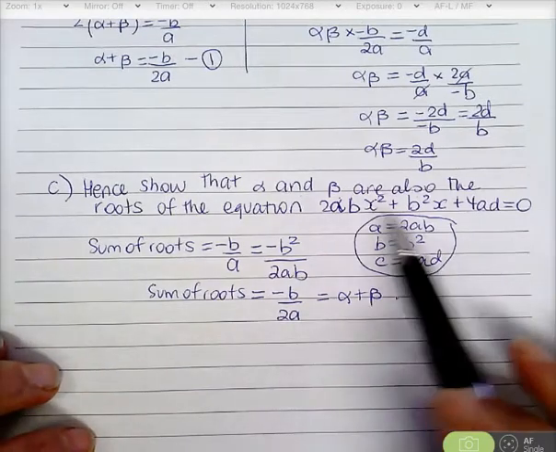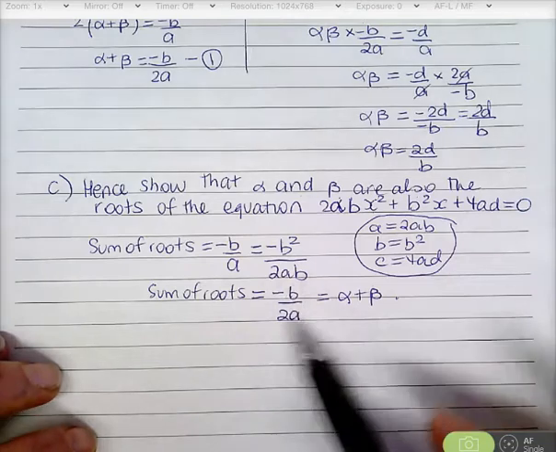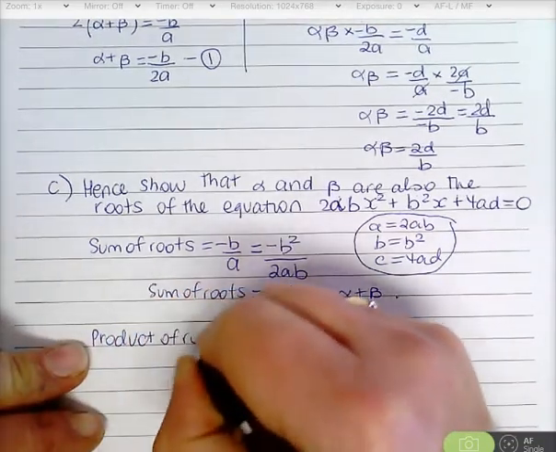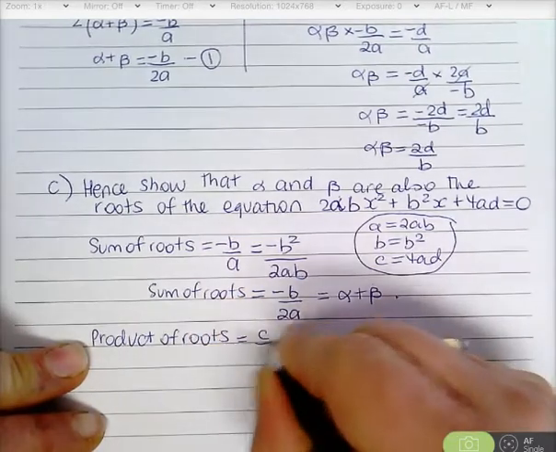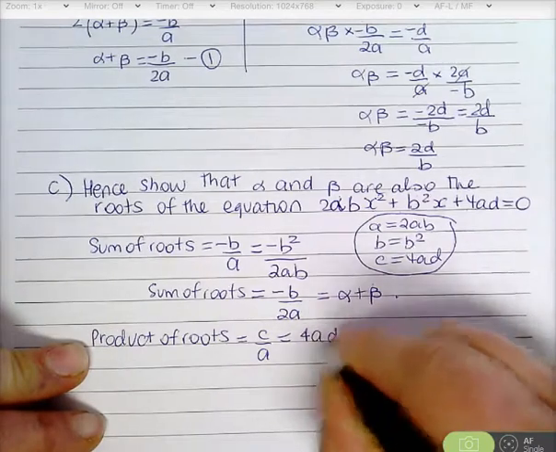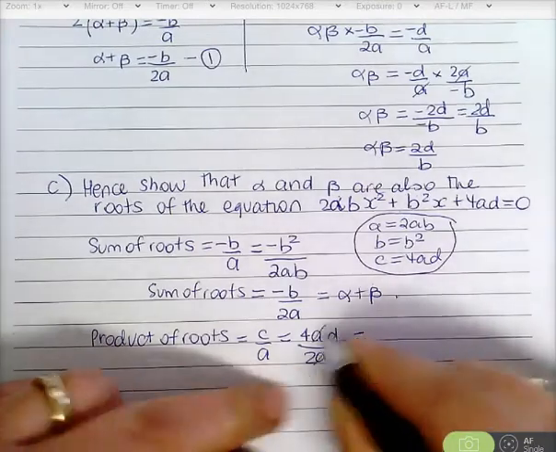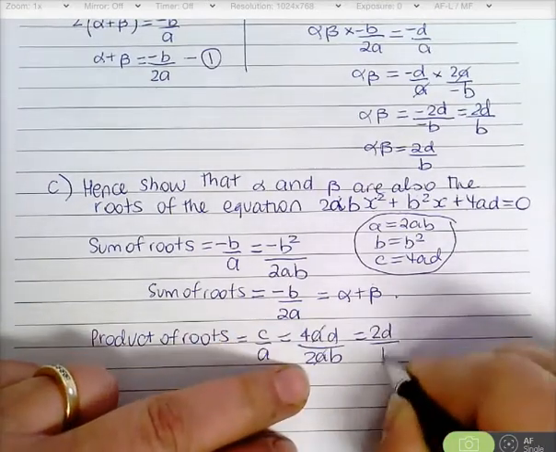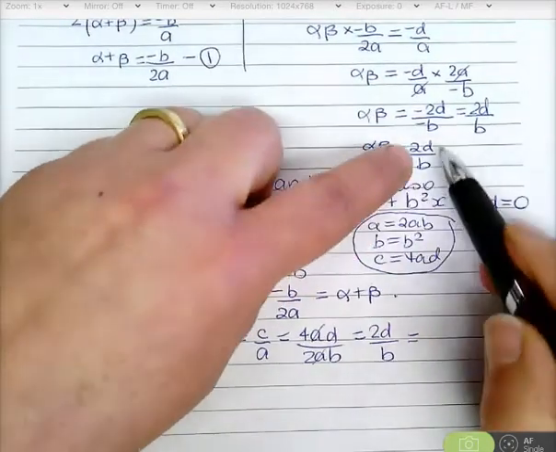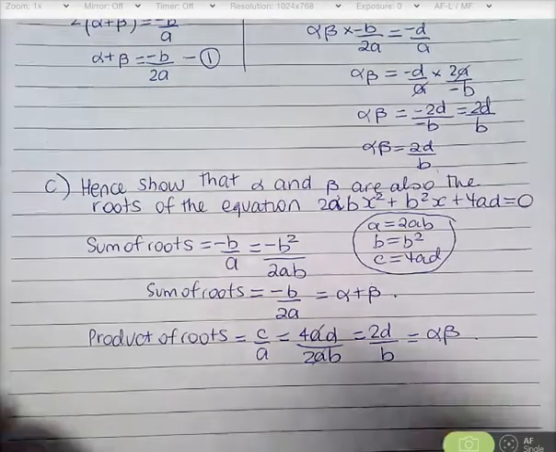So therefore, the sum of the roots for this equation here is alpha plus beta, which is minus b on 2a. We can also look at the product of roots, okay? So we know product of roots is always c on a. And if we look at what c on a is in this equation, we get 4ad over 2ab. And the a's will cancel and we get 2d over b. And if we look at part B of this question, we know that 2d over b is actually equal to the product of roots alpha and beta.